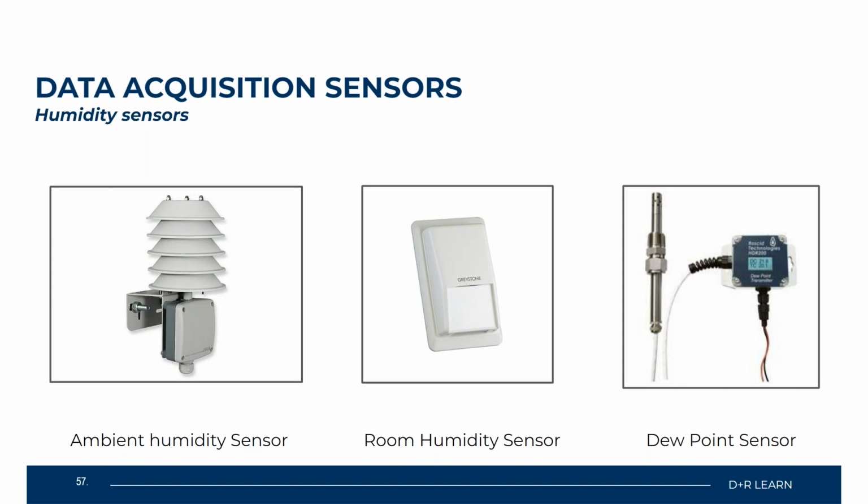The room humidity sensors can be found within different zones. Before I go into that one, I just want to touch back on the ambient humidity sensor. The ambient humidity sensors, like we mentioned earlier, detect the relative humidity outside of the facility. So anytime we see ambient, we know that it's going to be a device that is sensing some sort of measure outside of a facility or within the outdoors.